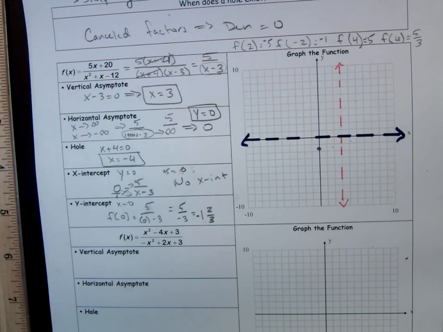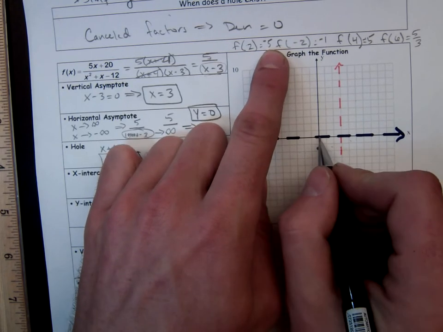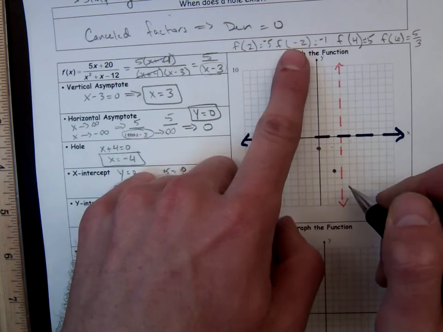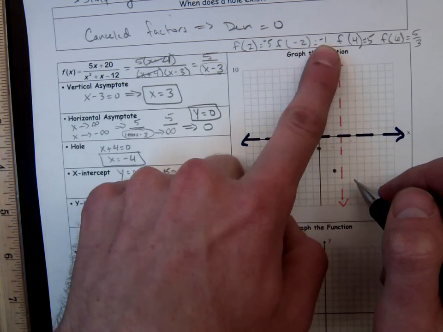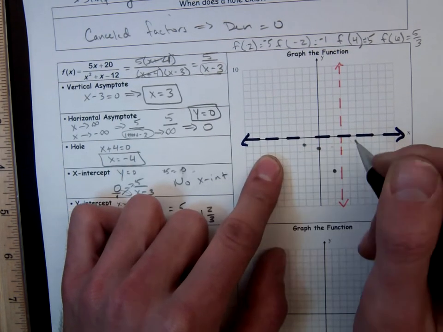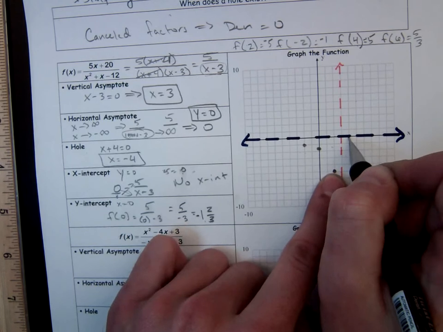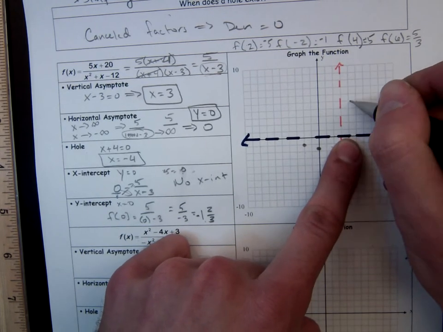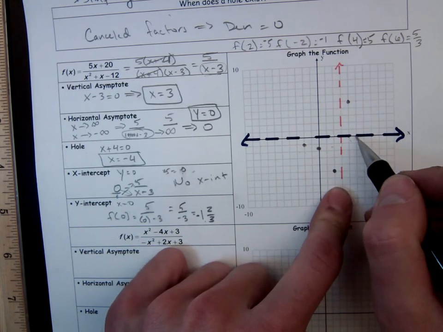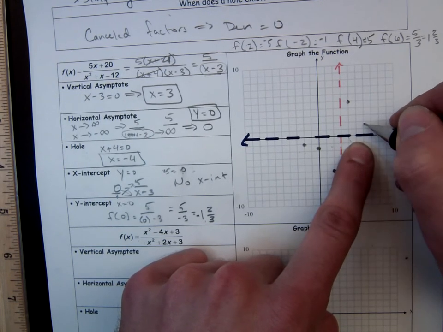That'll give you an output. So I know that when x is 2, y is going to be negative 5. So I come over to 2, and I go down to negative 5. I know when x is negative 2, y is equal to negative 1. So I go over to negative 2, and I know my graph is right here. When x is 4, f of 4 is 5, so I'm going to be right up here. And when x is 6, I'm at 5/3, which is the same as 1 2/3. So I'm right up at about here.